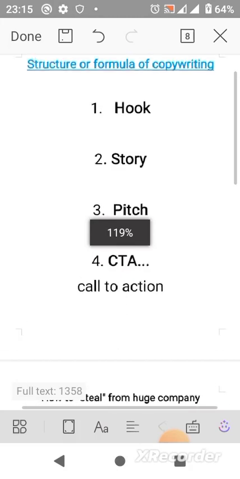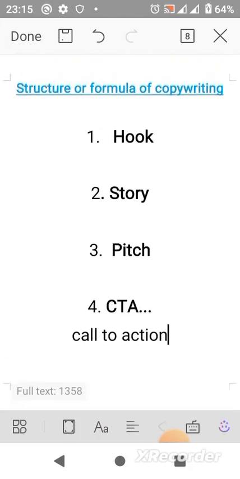So here we have the structure of copywriting. I'll be as fast as possible. Structure formula of copywriting. So these are the four. You can see 1, 2, 3, 4. Those are the four formulas I'll be using, and I know some other people that have been making use of it. It has been of help to them. So number 1 we have the hook. Number 2 we have the story. Number 3 we have the pitch, and number 4 we have the CTA, which is call to action.